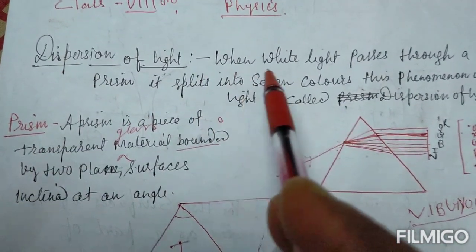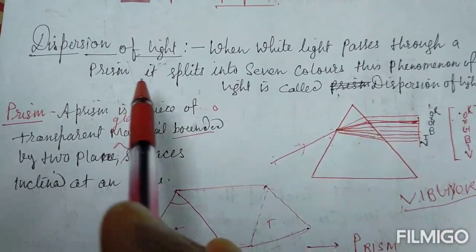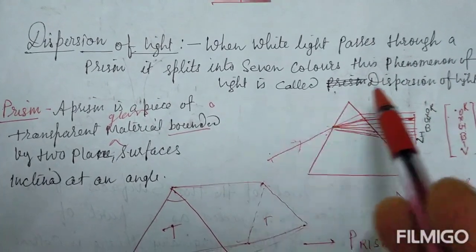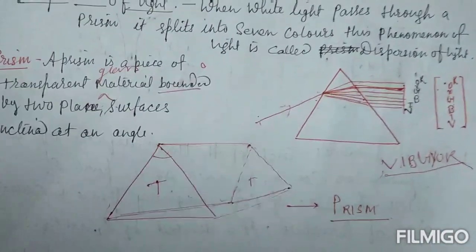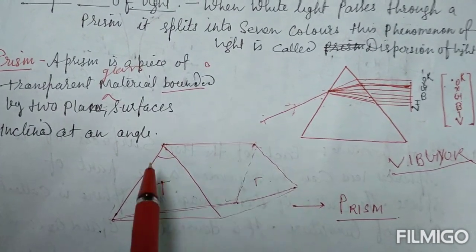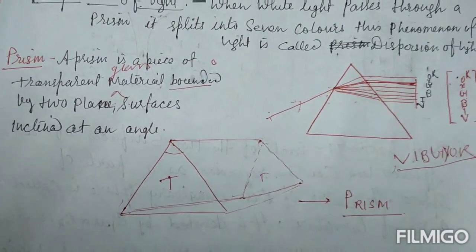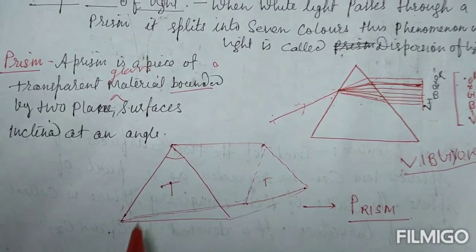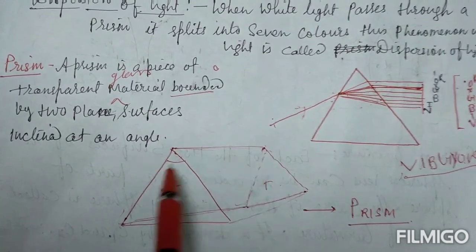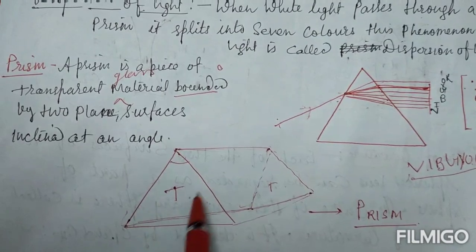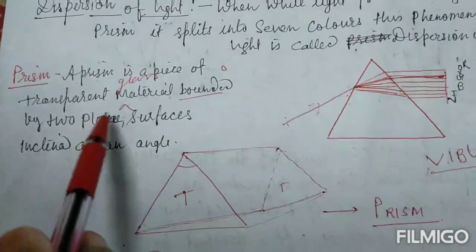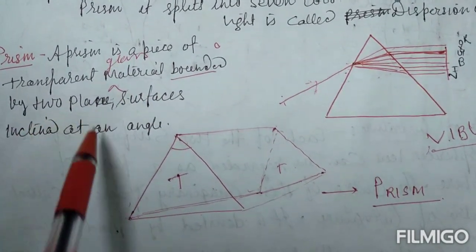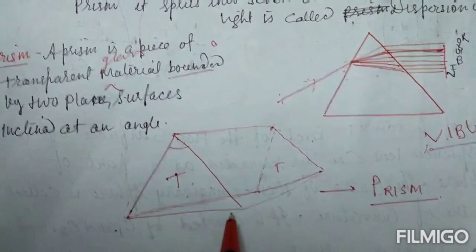What is dispersion of light? When white light passes through a prism, it splits into 7 colors. This phenomenon is called dispersion of light. The material of a prism is transparent glass. It has 3 rectangular surfaces, as you are seeing, the base and the sides, and 2 triangular surfaces. A prism is a piece of transparent glass bounded by 2 triangular surfaces and 3 rectangular surfaces.